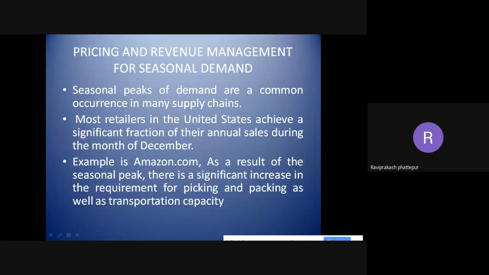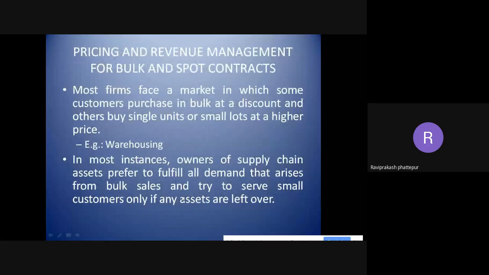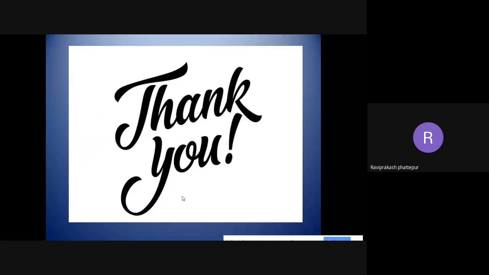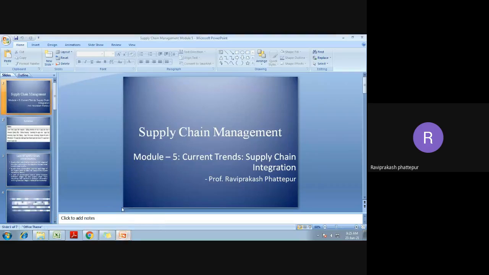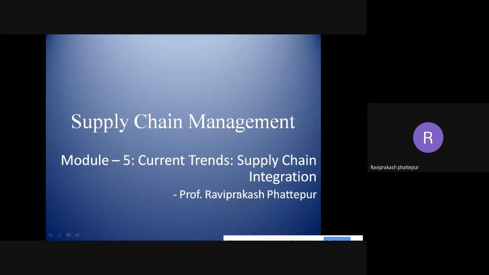Then pricing and revenue management for seasonal demand. We have seen that. Then bulk and spot contracts. So this was module 4. Now coming to module 5. So what is module 5? We have supply chain integration. Then current trends. What are the current trends in supply chain integration?